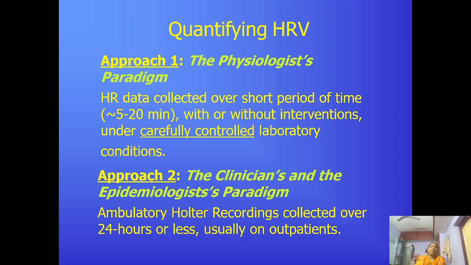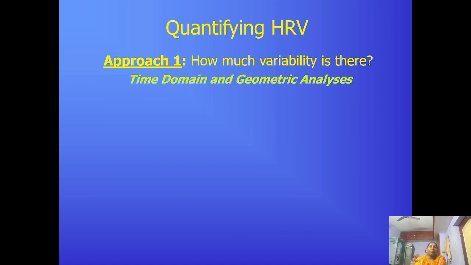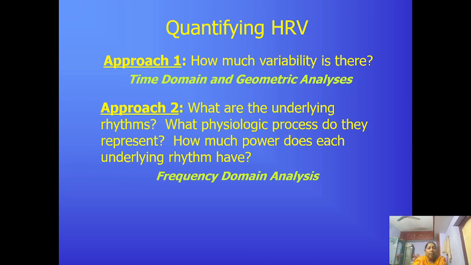The second approach is the clinicians and epidemiologist paradigm. According to that, they collect the heart rate for a period of 24 hours or less, usually on outpatients, and analyze the signal. The questions are: how much variability is there, and how do we measure that variability? There are different methods available. One is time domain and geometric analysis. Another is frequency domain analysis. These are the two different methods available to analyze heart rate variability.